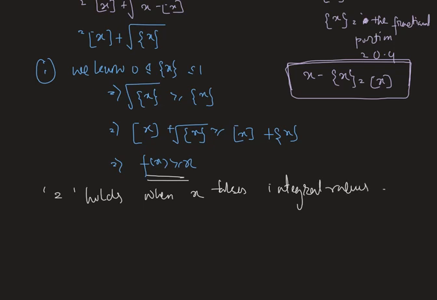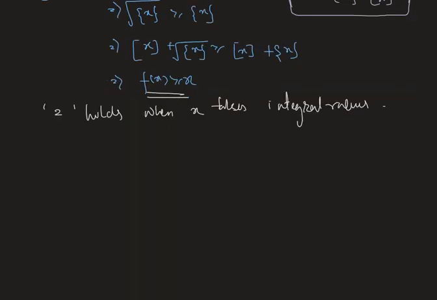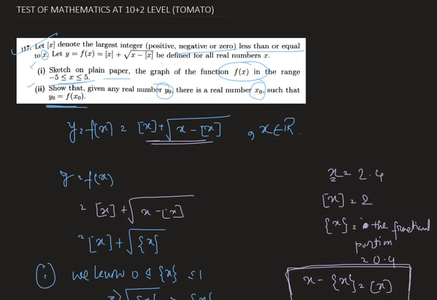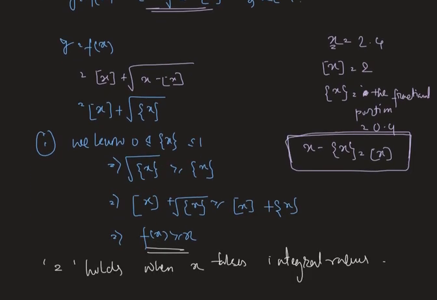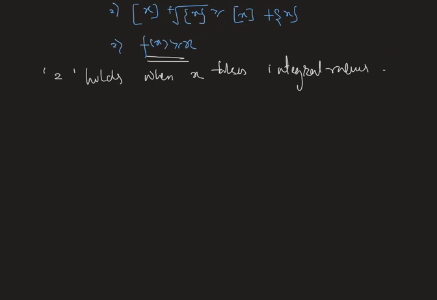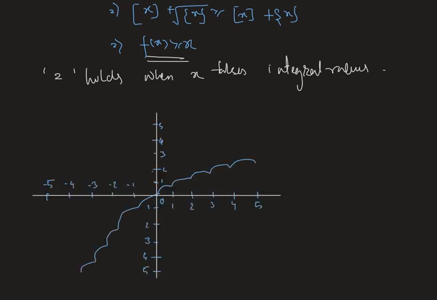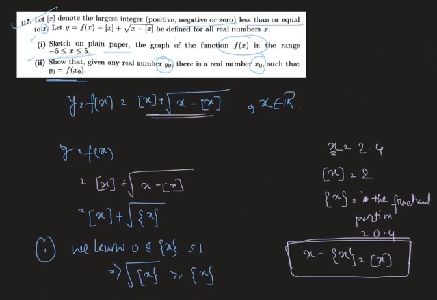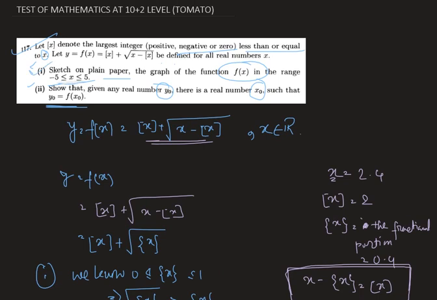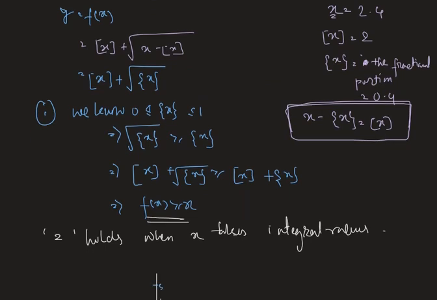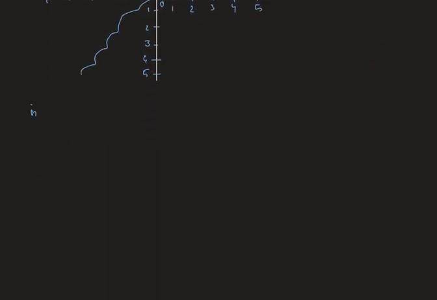Okay, now we have to draw the given function in the range from -5 to 5. Okay, this is the given graph. So we have solved the first portion of this problem. Now we have to solve the next portion, so let's get into it.